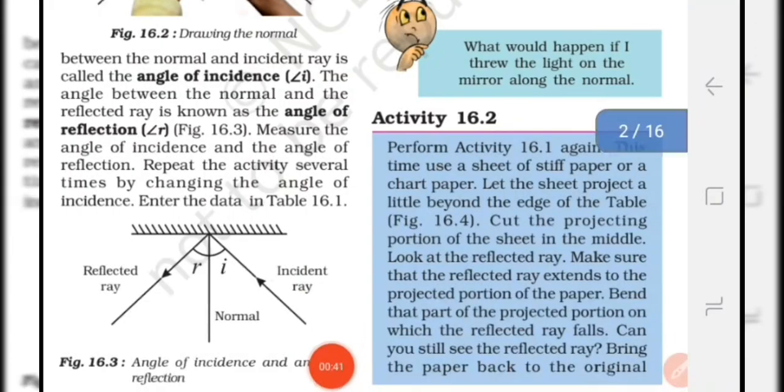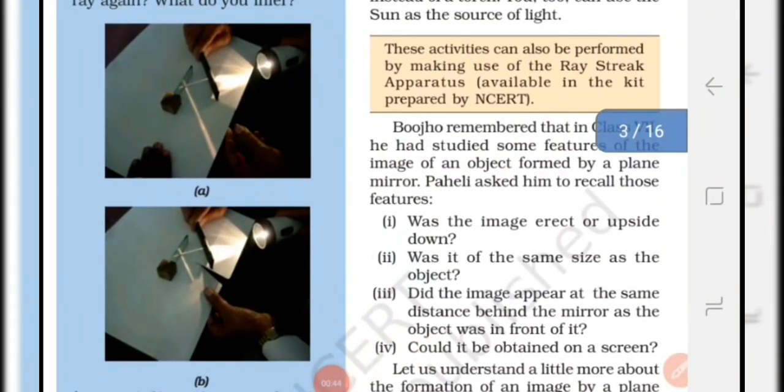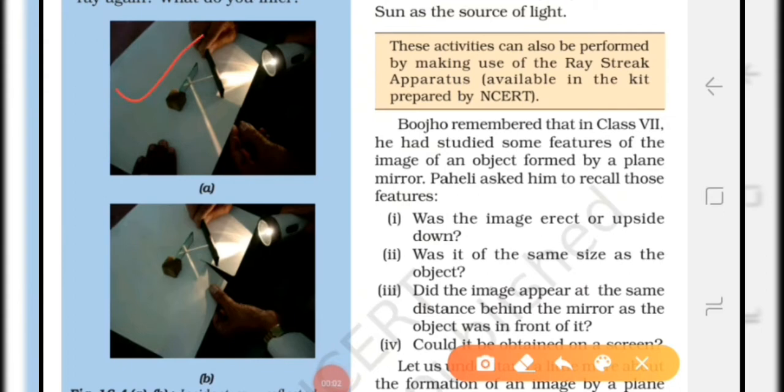According to this activity, when the whole sheet of paper is spread on the table, it shows that the incident ray, reflected ray and normal all lie in the same plane. But when you bend the paper, we create a plane different from the plane in which we can see the incident ray and normal, but we do not see the reflected ray. Okay, students? So this activity indicates that the incident ray, the normal at the point of incidence, and the reflected ray all lie in the same plane.